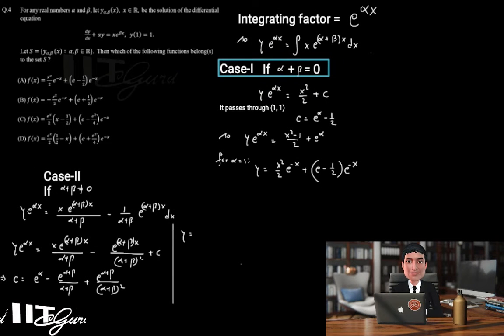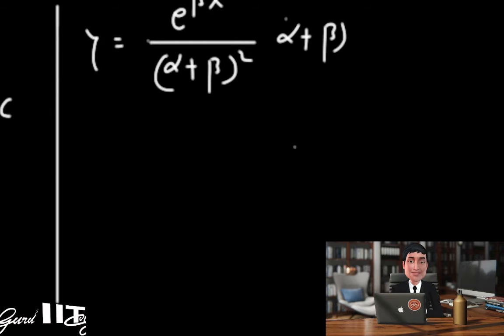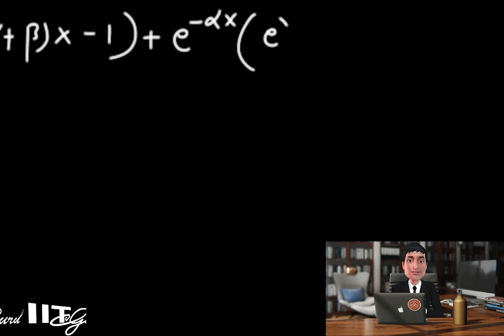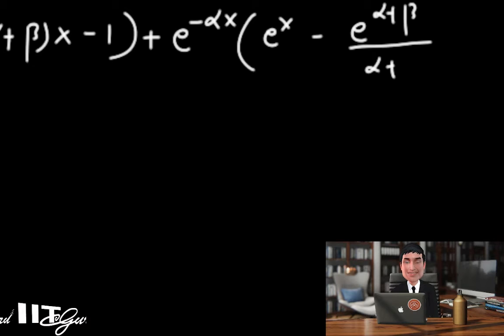Finally what we conclude is y equal to, now we can evaluate by using this whole constant. So let's see, divided by alpha plus beta whole square, and alpha plus beta under bracket into x minus 1. All right, and then plus e to the power minus alpha x under bracket. Let's see e power minus alpha x. Okay, fine. So here e power x minus e power alpha plus beta divided by alpha plus beta, as substituting the value c over here.